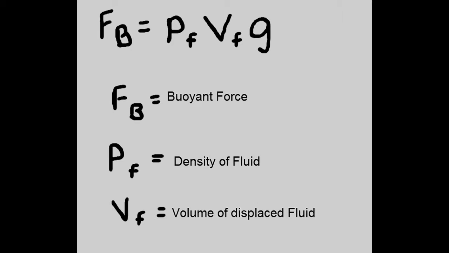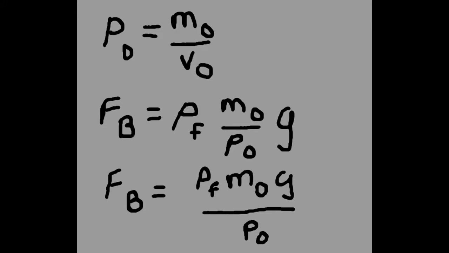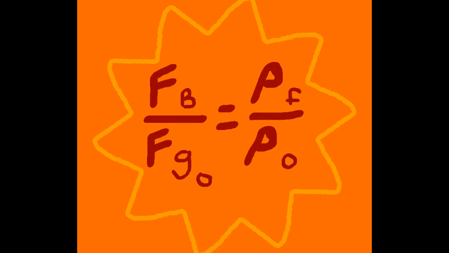Using the equation for Archimedes' principle, you can derive an expression to show that the relationship between buoyant force and gravity is equal to the relation between the density of the fluid and the object. This new expression shows how density affects the buoyancy of an object.